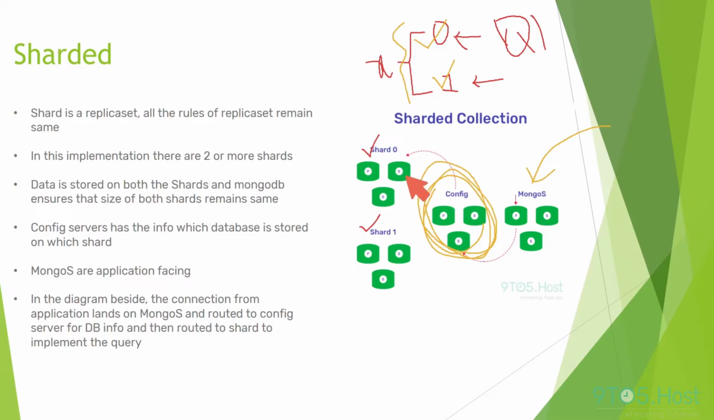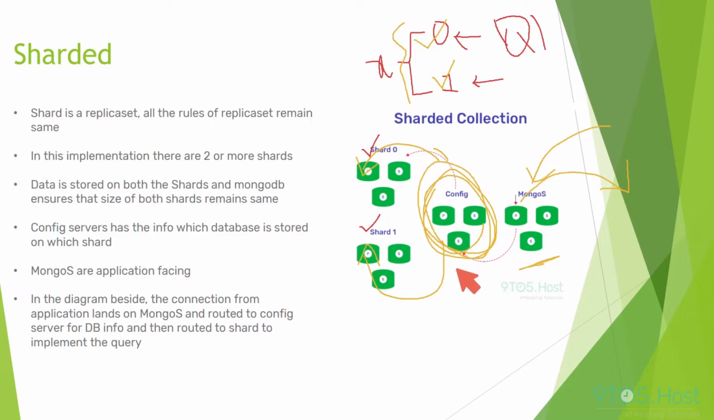So they decide. The config server's work is to identify and route the connection to the respective shards. Once the connection is routed to a particular primary of the shard, the query executes, accumulates the data, and passes the information to the application. This is how the entire connection flows in the sharded cluster.